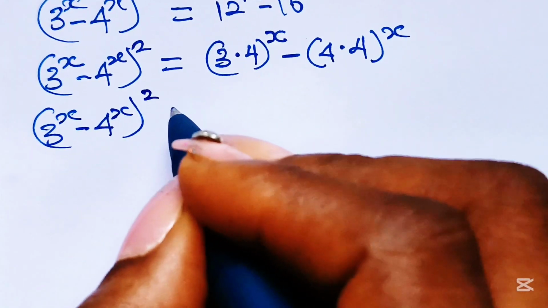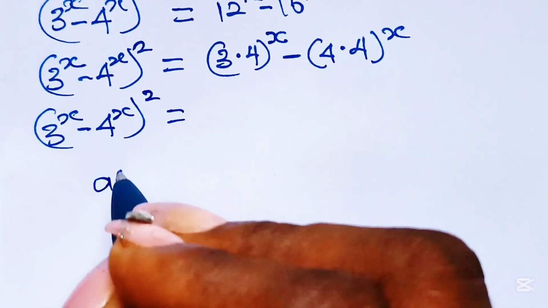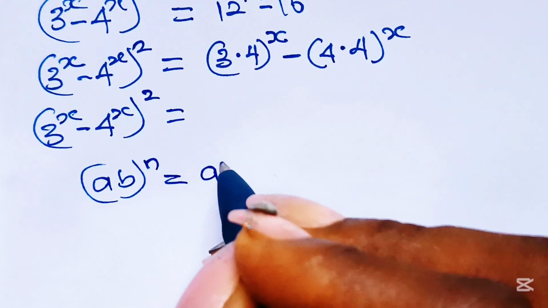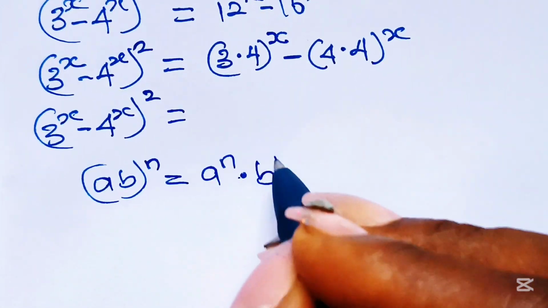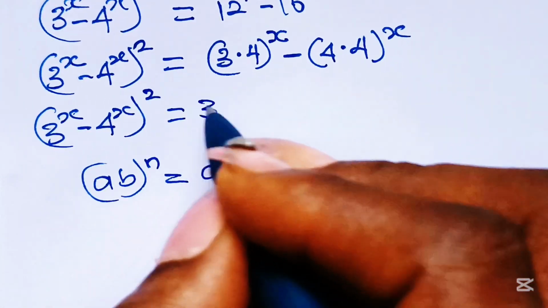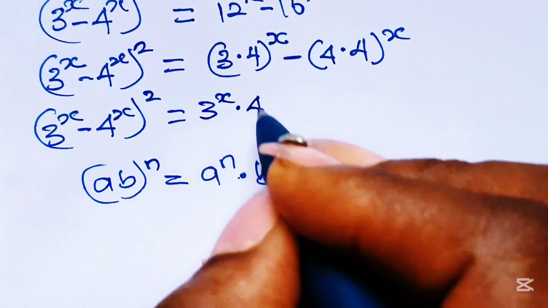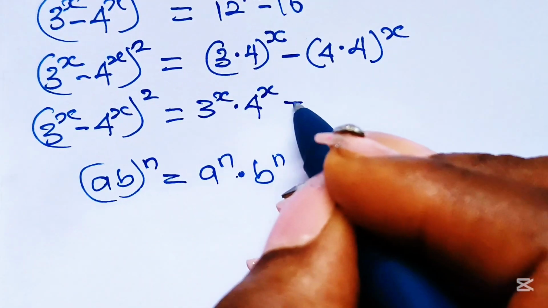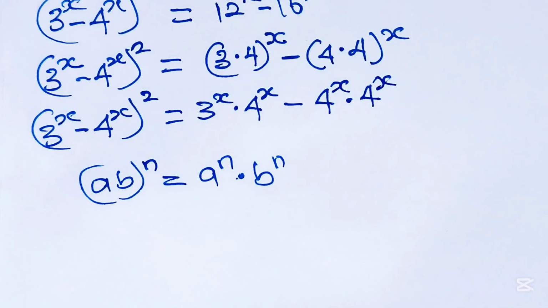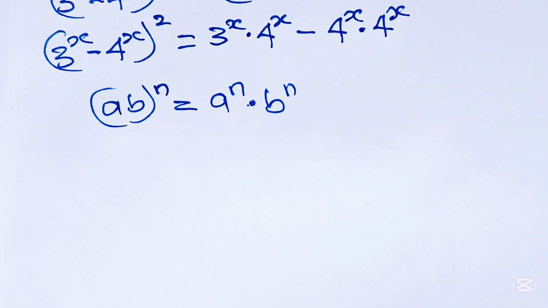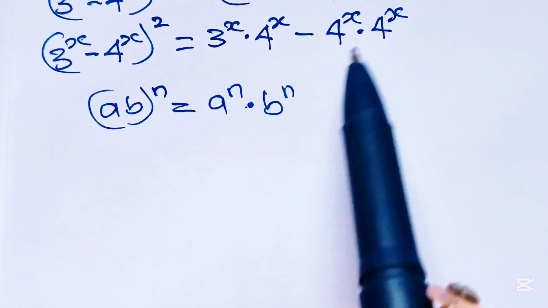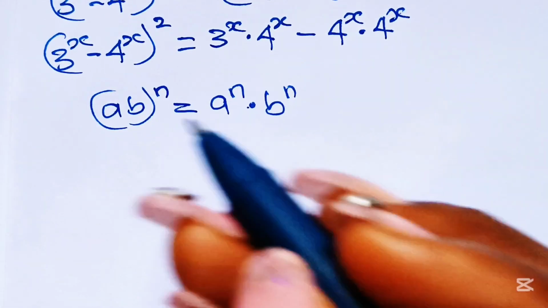So we have (3 to the power of x minus 4 to the power of x) raised to the power of 2 is equal to, recall that (a multiplied by b) raised to the power of n is equal to a to the power of n multiplied by b to the power of n. Therefore, we can write this as 3 to the power of x multiplied by 4 to the power of x minus 4 to the power of x multiplied by 4 to the power of x as well. Now, we have 4 to the power of x, 4 to the power of x. Let's factorize the right hand side.